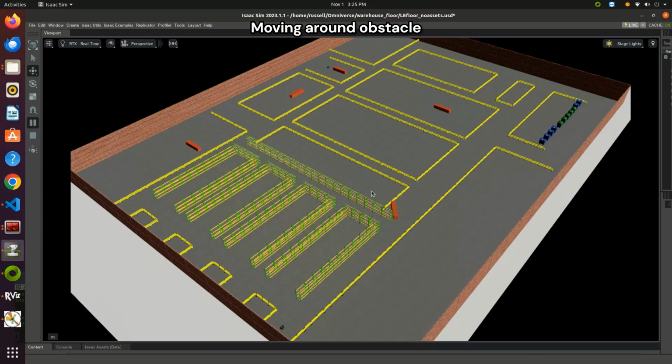Here we can see the manufacturing floor layout. It is divided into two main sections, the warehouse area shown by the racks to the left, and the production/assembly areas shown by the large yellow rectangles.